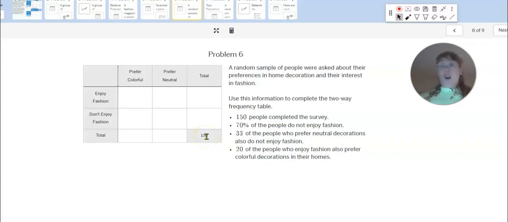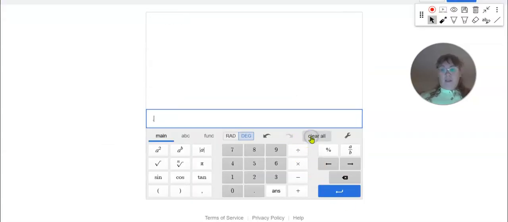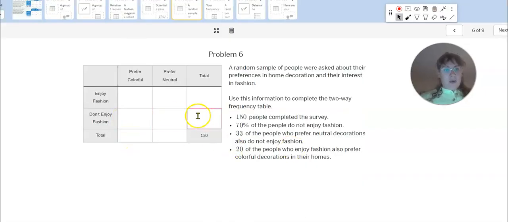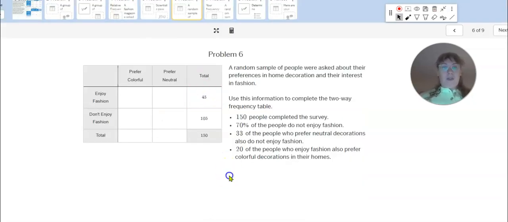70% of the people do not enjoy fashion. So we want 70% of 150. So we have 0.7 times 150 is 105. Do not enjoy fashion. Which means 150 minus 105 is 45 people do enjoy fashion.